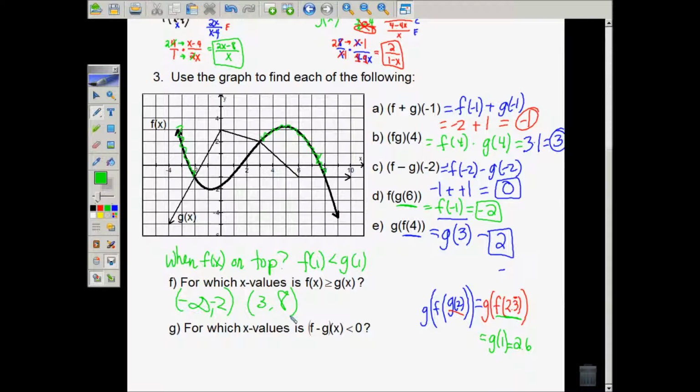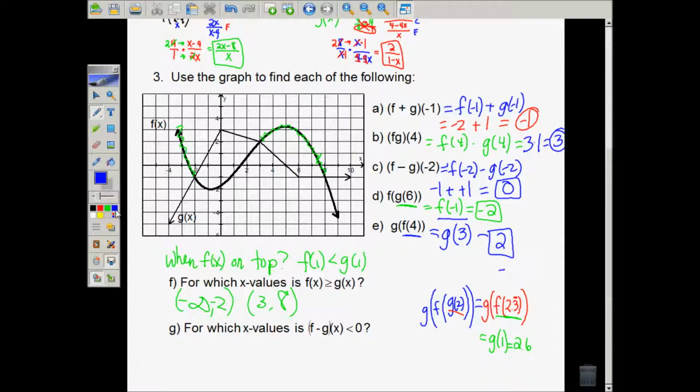So when my function is greater than, that means visually it's going to be above it, right? So if this had said less than, then which ones would I have worried about? The ones that are under. When it's underneath it, right? Okay, next question says, for which x values is f minus g of x less than 0?